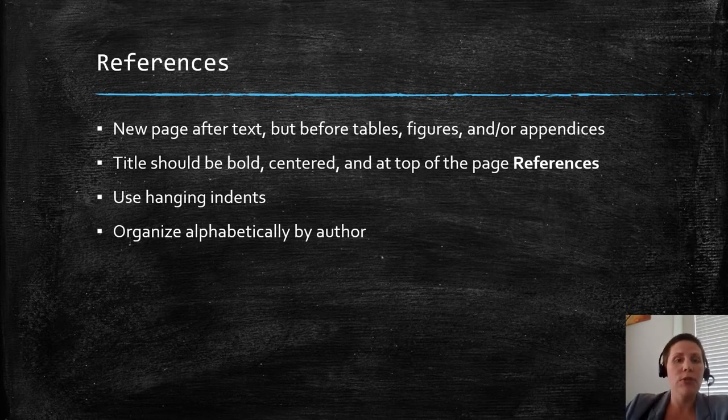References. Our references appear on the new page once our paper is done. However, it comes before tables, figures, and/or appendices. The title should be bold, centered, and at the top of the page, and the title should be References. We want to use hanging indents with references, and we organize them alphabetically by author. There is more detail concerning the references page in the APA Citations References PowerPoint, which is the third one on this page. It should be the next one you'll look at today, if you look at them in order.